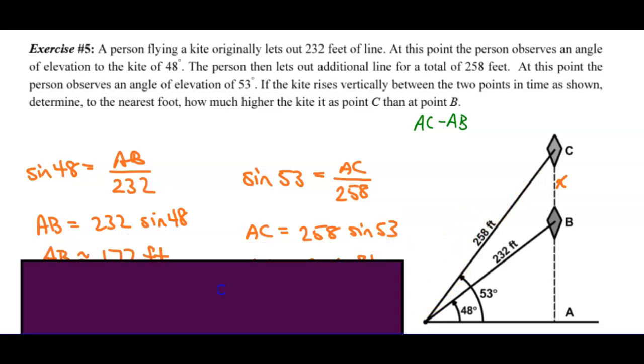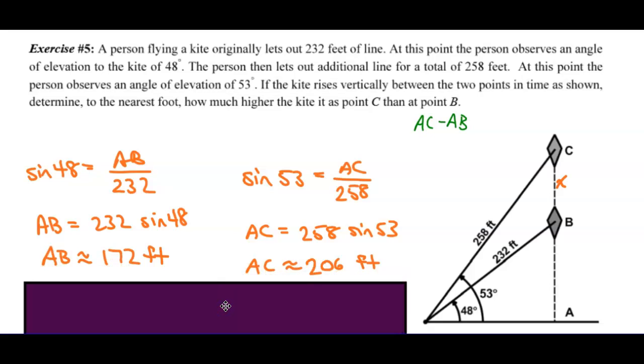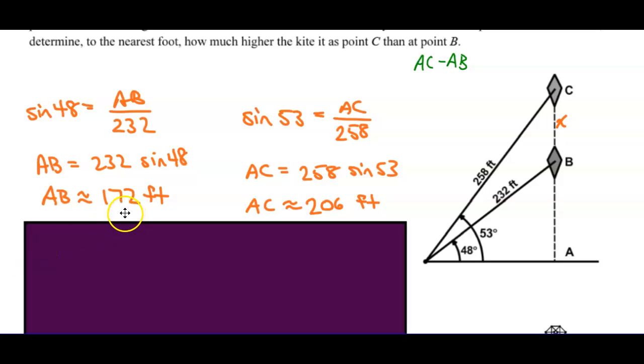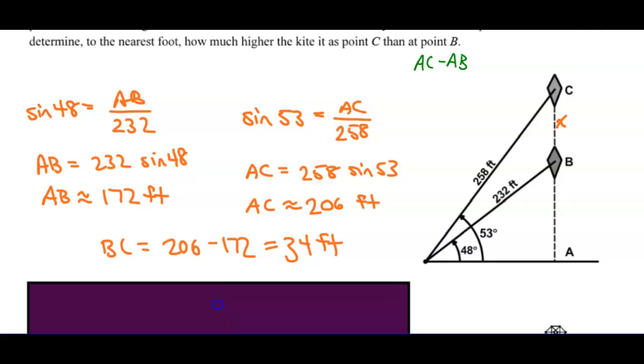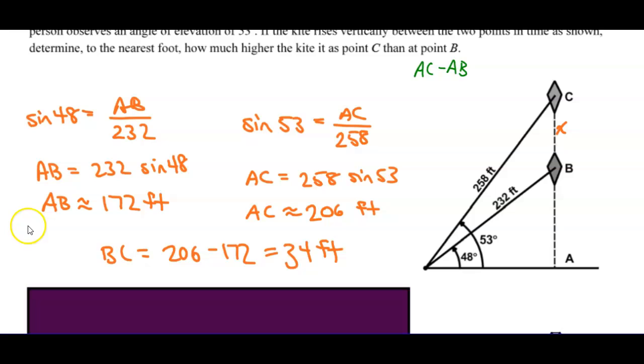So solving those equations gives me 172 and 206. Right? And so all I need to do now is subtract the bigger minus the smaller, and I get my BC segment. So take a second to copy that down as well. We will do several more problems just like this. These are a little bit more challenging than the previous set were, but hopefully that works out for you.